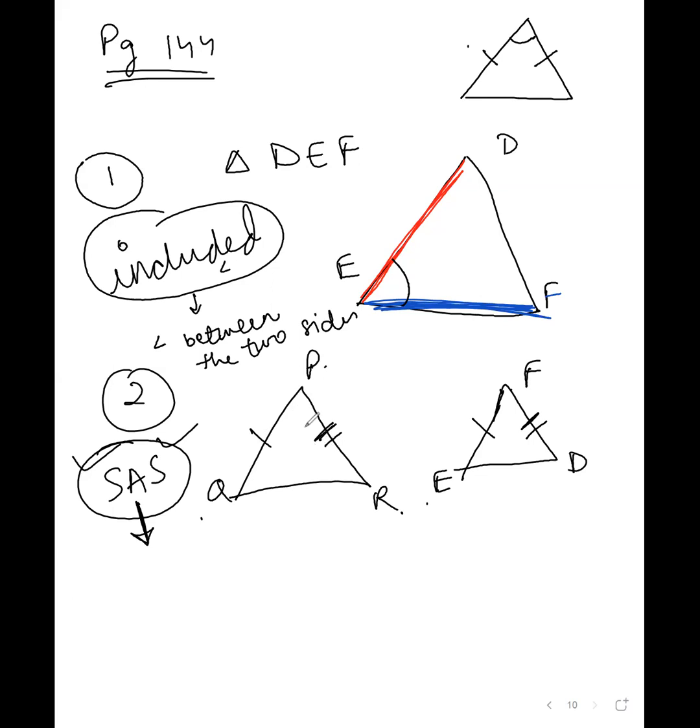Can you color them? Good. Okay. Between PQ and PR, which is the included angle? P and F. Very good. So you need these two. Angle P is equal to angle F. Got it? Yeah. That's it. Can I write it down? Yeah, sure.